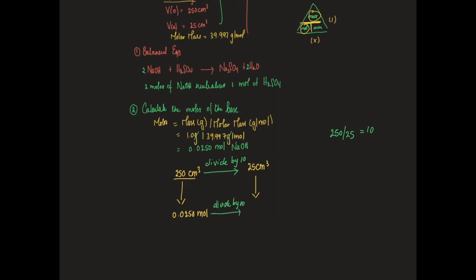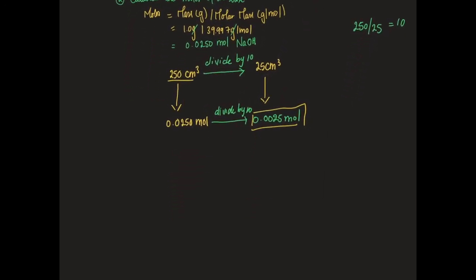And our new number of moles is, so this is the number of moles in 25 cubic centimeters, and this is the value that we want. So now that we know this value of sodium hydroxide, we can go on to the third step of calculating the number of moles in the acid.